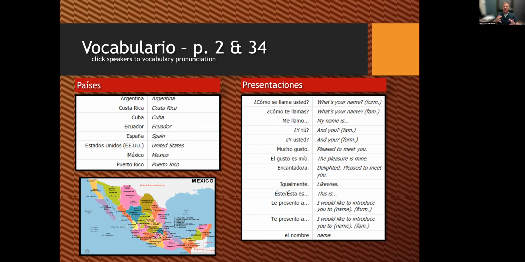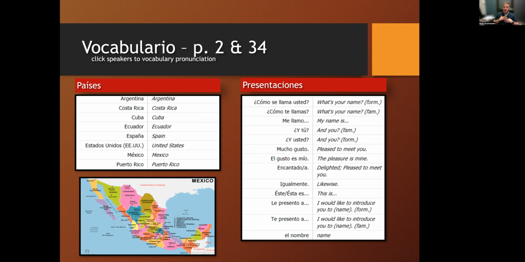It literally means much joy, much pleasure. El gusto es mío. The pleasure is mine. And then one word that has our first gender change to it. Encantado means delighted or pleased to meet you. And if you're a female, encantada. So that last O would change to an A if you speaking are a female.